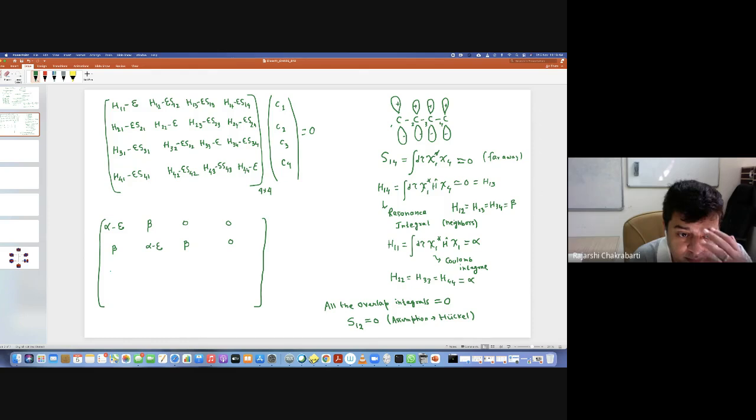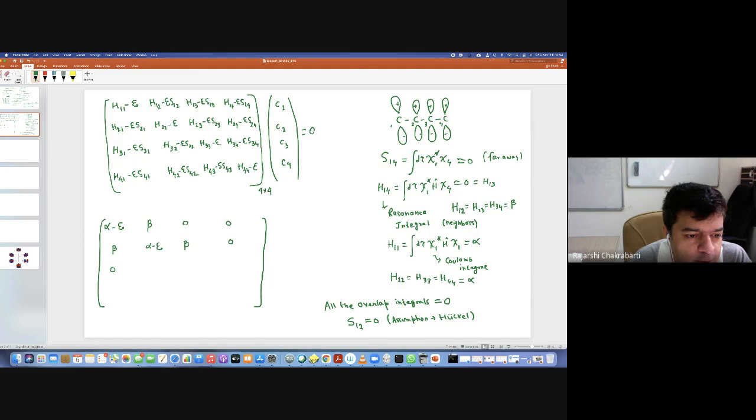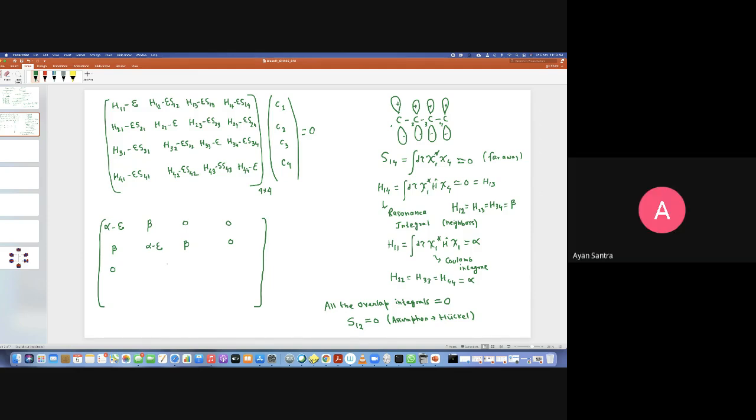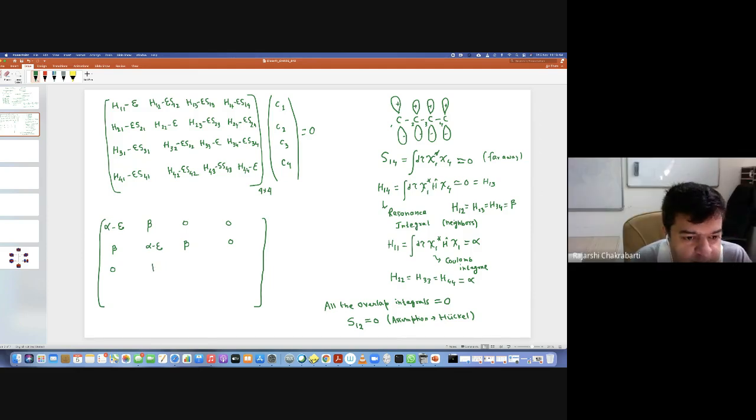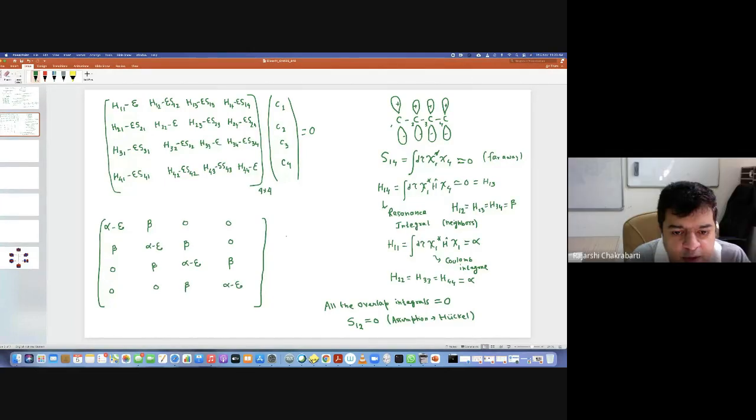What about the third row? H31 is 0. H32, they are connected, so that is beta. The third one, H33, is alpha minus epsilon. The fourth term, H34, they are also connected, so beta. Now H41 is 0. H42 is also 0. H43 is beta, and the last term is alpha minus epsilon. And you also have this.